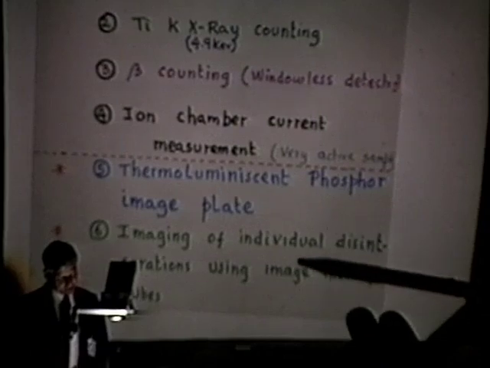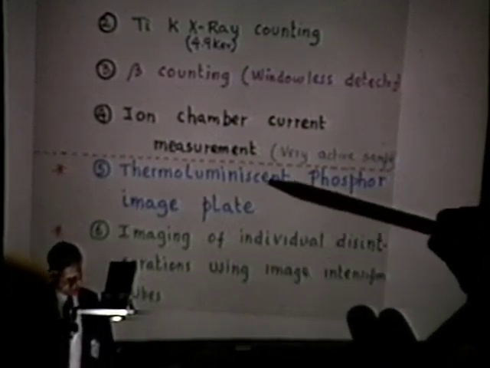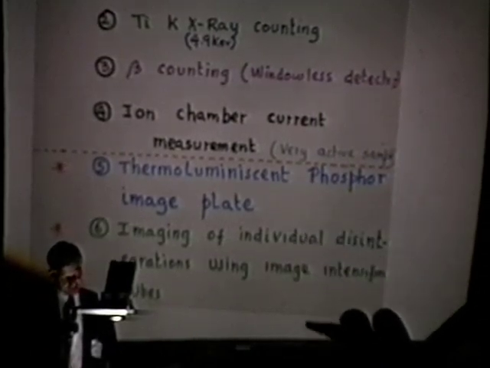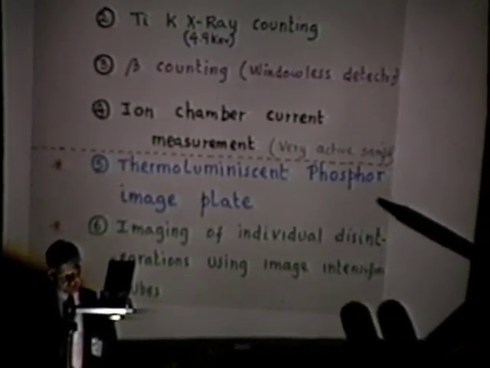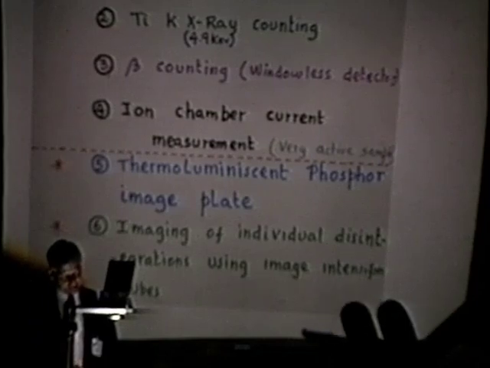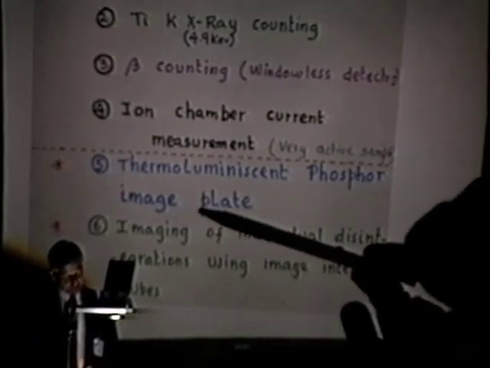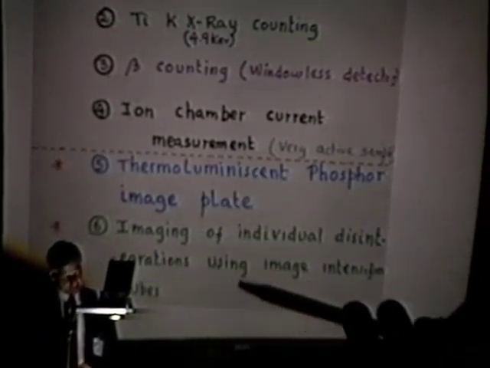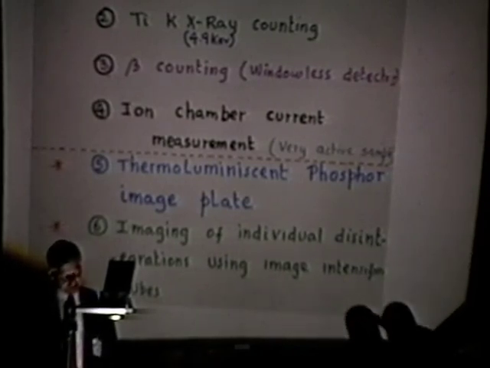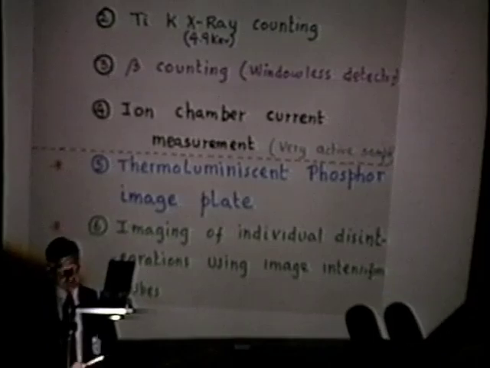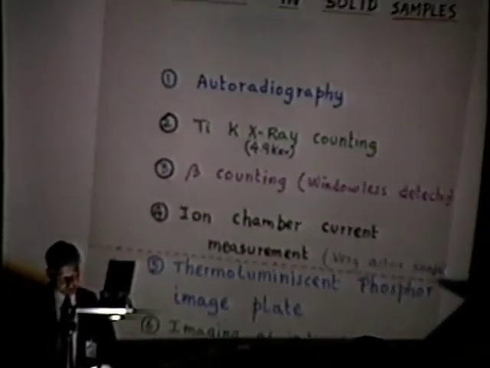However, in today's meeting, I would like to make some brief remarks on two new interesting techniques which we have run into. One is what we call a thermoluminescent phosphor image plate method, and this of course is a commercial unit, and the second is directly imaging individual nuclear particle scintillations using an image intensifier tube. I would like to report on only these two in today's meeting because they are sort of interesting and novel.